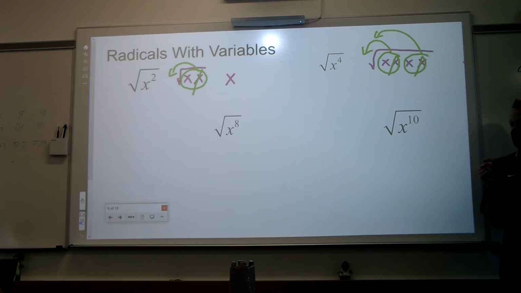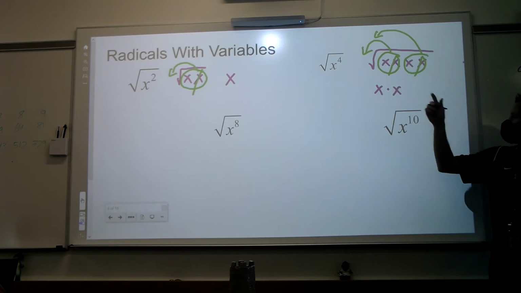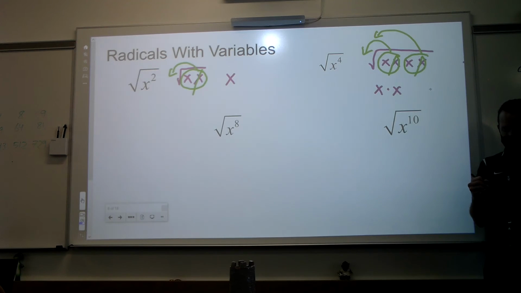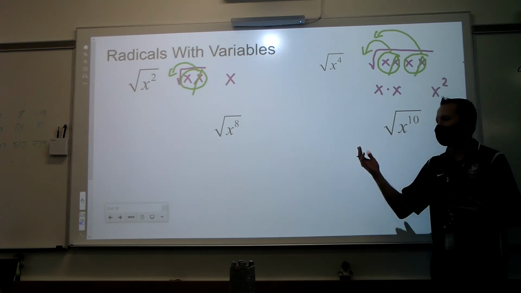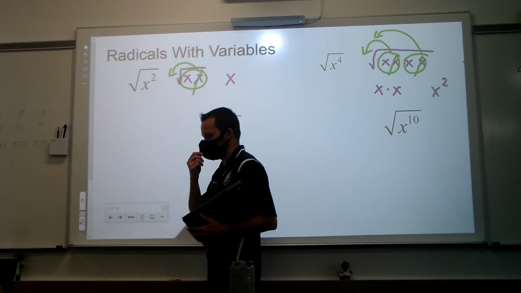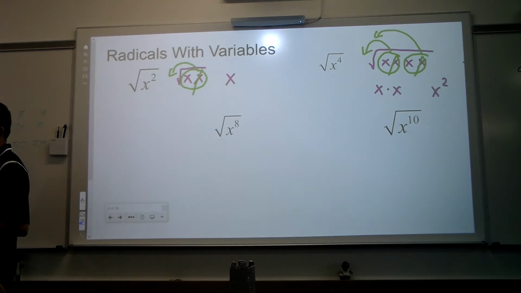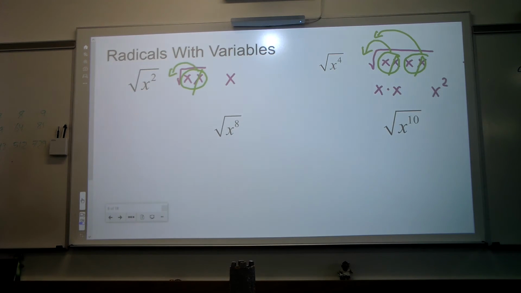Now we got to be careful on how we write that. So we got an x that made it out, another x that made it out. So we have x times x, which is x squared. It's not 2x, that would be if you added them, but x squared is when you times it.